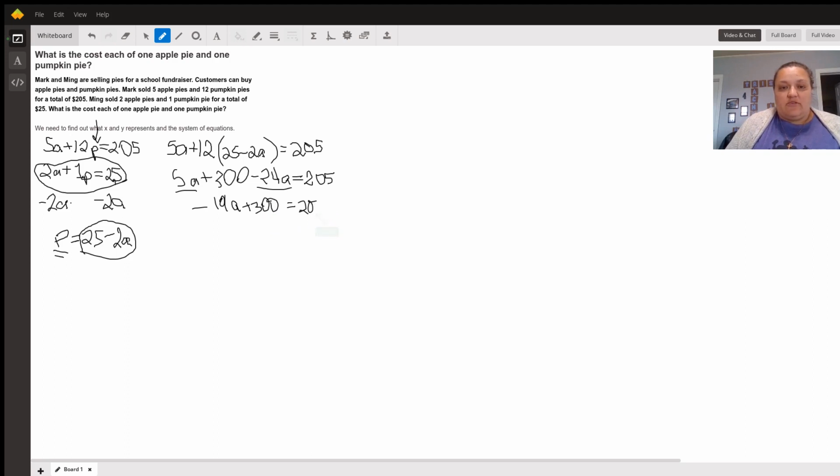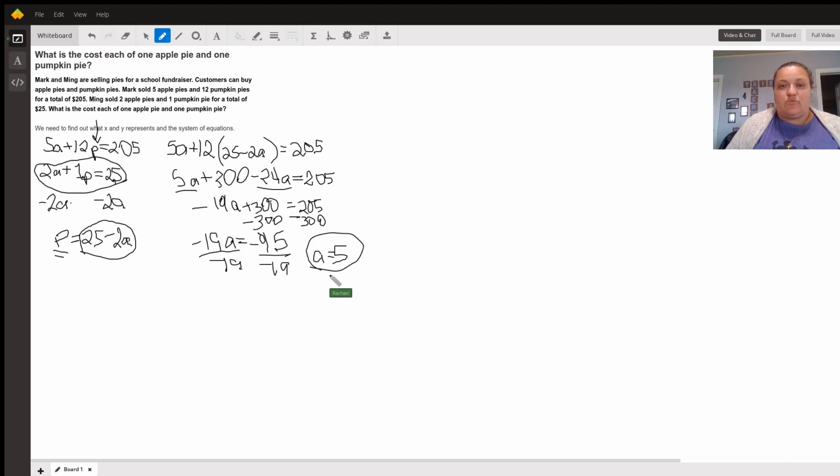Then we're going to subtract 300 from each side. And it looks like I forgot my 5 there. So now we're left with negative 19A equals negative 95. And then we're going to separate these two by dividing by 19. And we get a numerical value of A equals 5.